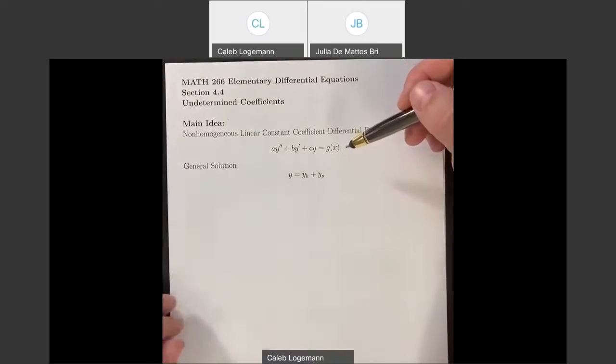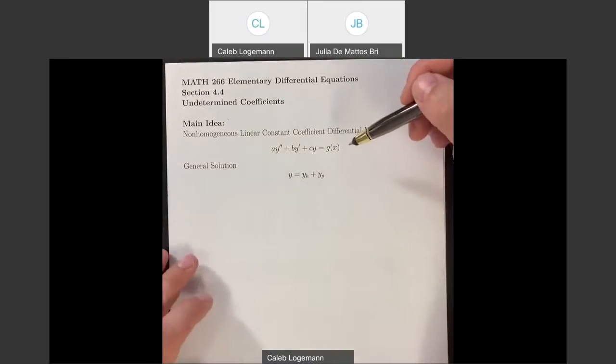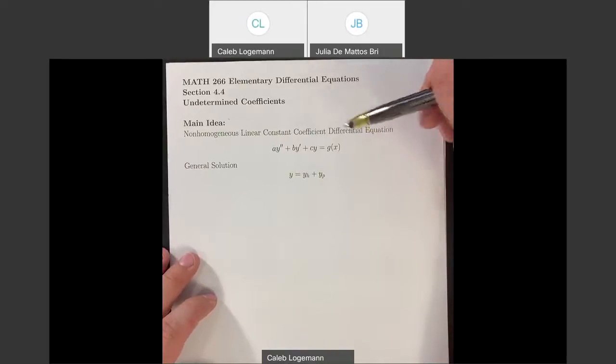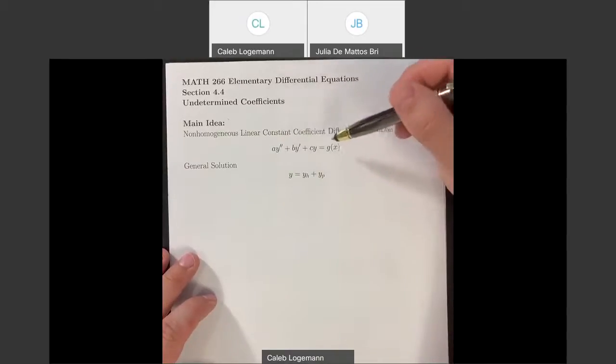Okay, and we know how to find the solutions to that by forming the auxiliary equation and then finding the roots. Depending on if the roots are real and distinct, real and repeated, or complex, we get different types of solutions for the homogeneous equation. Now we want to try and solve this where it's non-homogeneous, where we have something else on the right-hand side, non-zero.